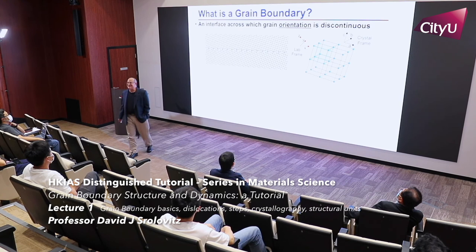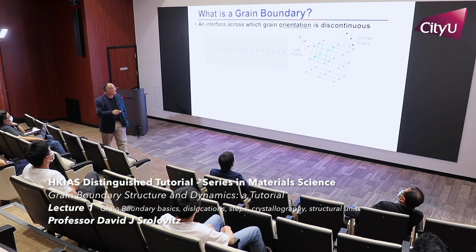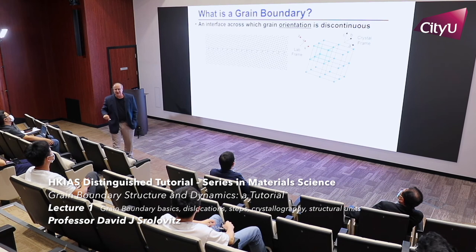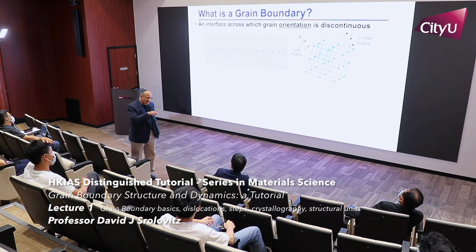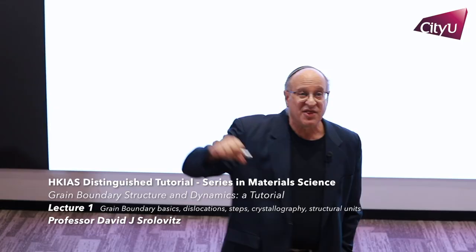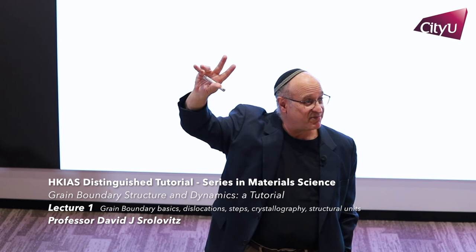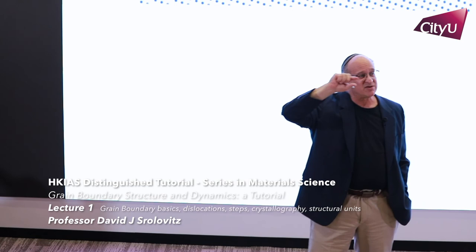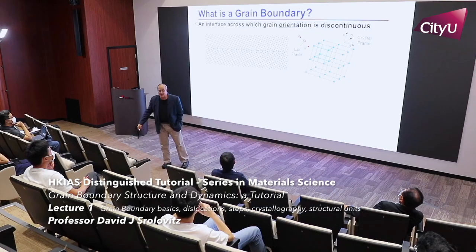What is a grain boundary? Strictly speaking, a grain boundary is a planar defect across which the orientation of the crystal changes. In some materials, it's atomically sharp. In some materials, it's spread out, or could be spread out over several nanometers.